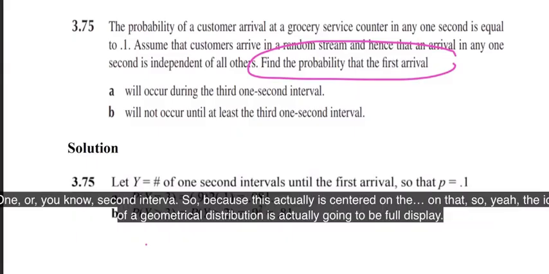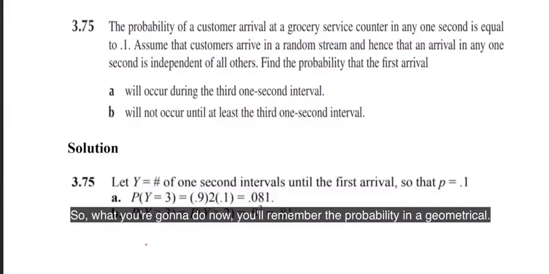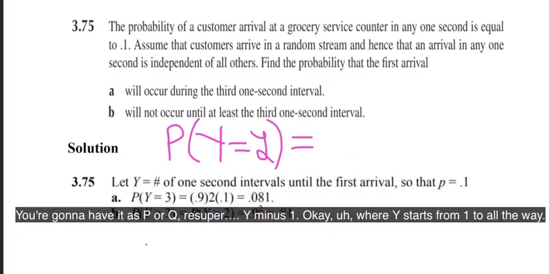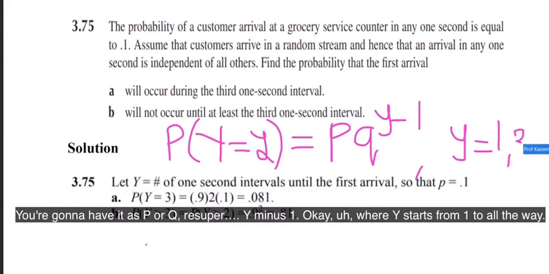So because this actually is centered on that, the idea of a geometric distribution is going to be on full display. You remember the probability in a geometric distribution, the probability of a random variable equal to a realized value. You're going to have it as p times q raised to power y minus 1, where y starts from 1 all the way.